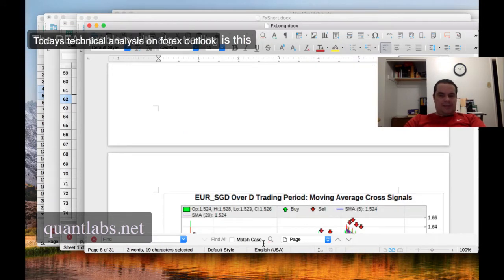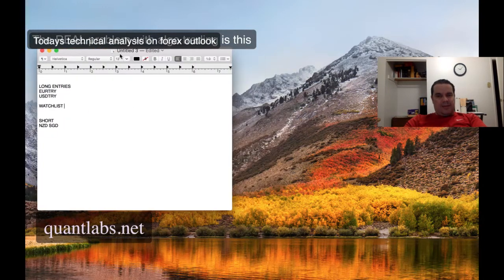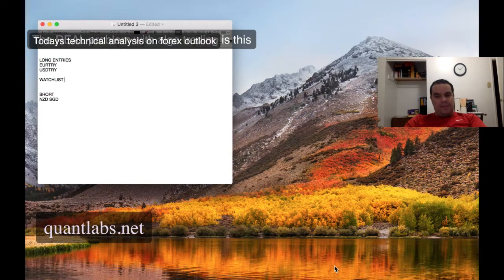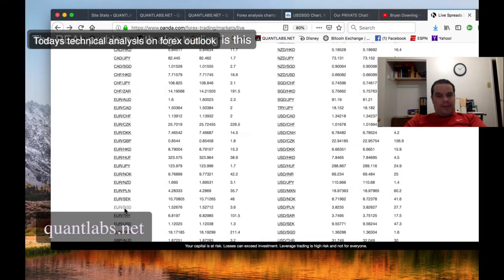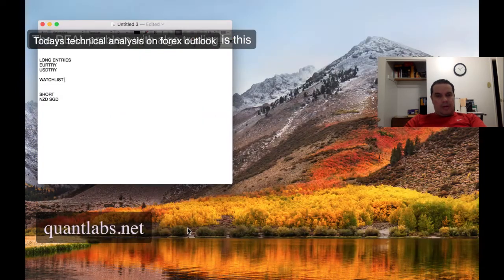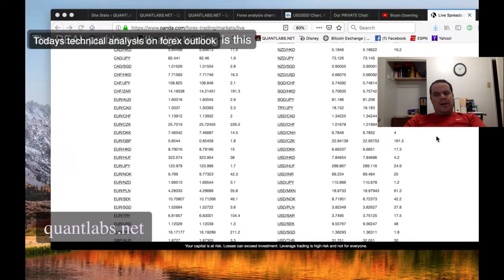So let me update my list here. So here I do long entries. This is how I feel about it. And on the watch list, I probably try out. Did I look at the spread cost here for the Euro SGD? Yep. It's possible at 1.52. So I would kind of consider on the watch list the Euro SGD. All right, next one.